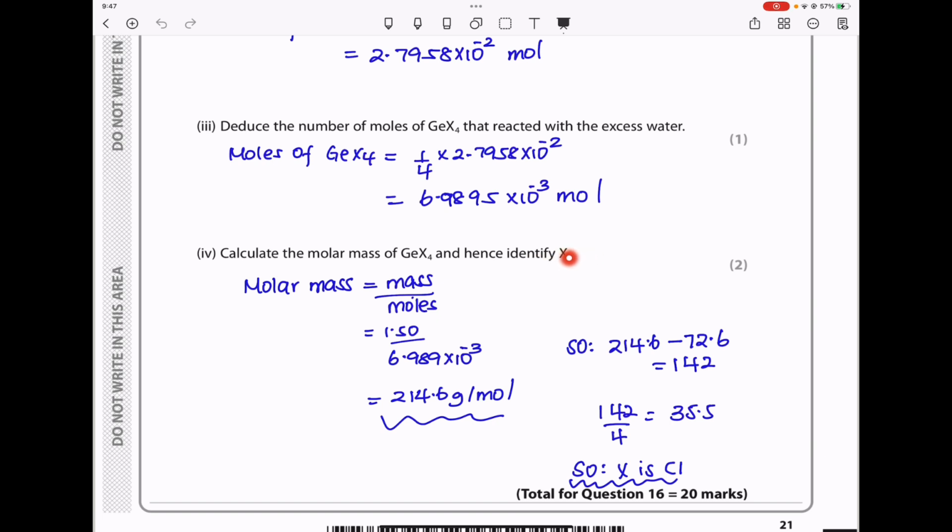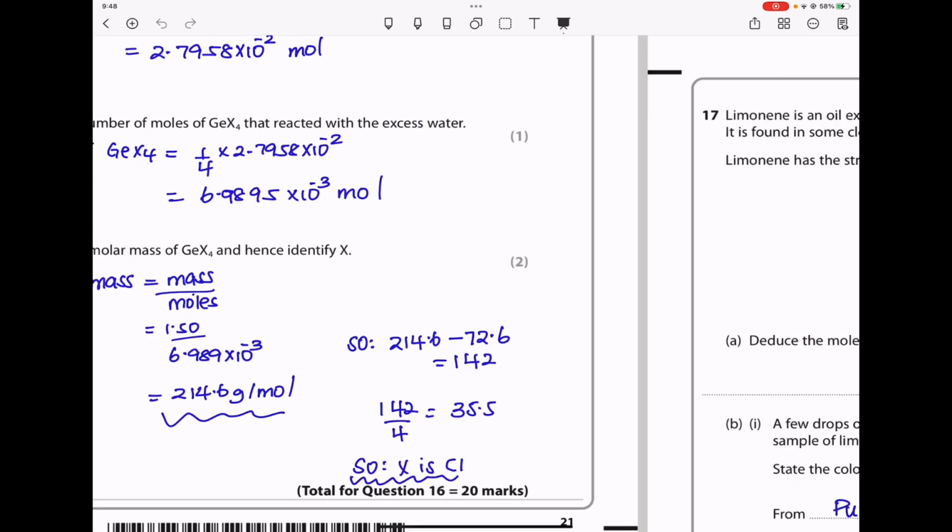So to identify X, since I know the atomic mass of germanium, I can find the molar composition of X4. So what I did is 214.6 minus the atomic mass of germanium, which is 72.6. I got 142. But this 142 is for the 4 halides. I do not know which halides they are. So 142 divided by 4, I get 35.5. And therefore, we can conclude that X is going to be Cl, which is a chloride ion. So this brings us to the end of question 16. Let's continue to question 17.